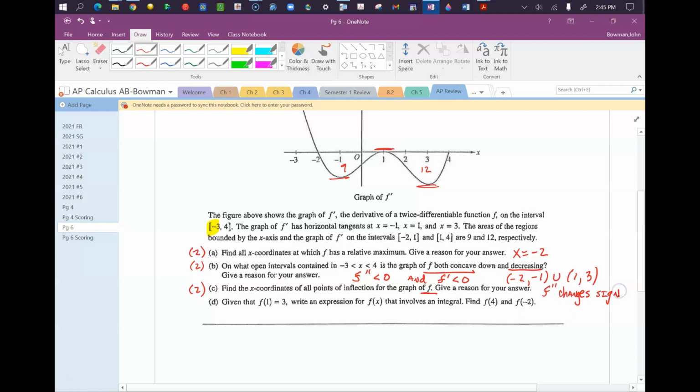But we do not have a graph of f double prime. What we have a graph of is f prime. So f double prime changes signs when f prime changes from decreasing to increasing or increasing to decreasing. So that's going to take place at the x values of -1, +1, and +3, because those are the places where f prime changes from decreasing to increasing or increasing to decreasing.